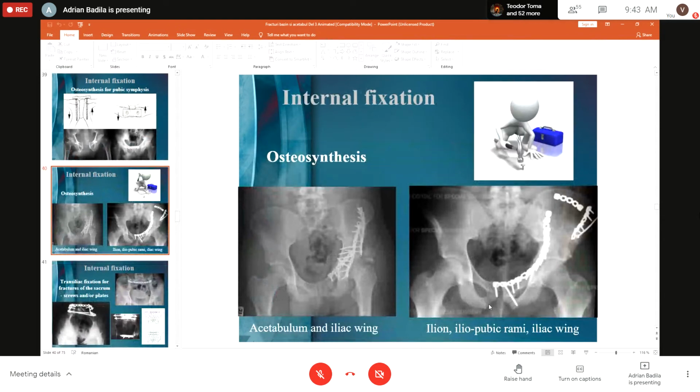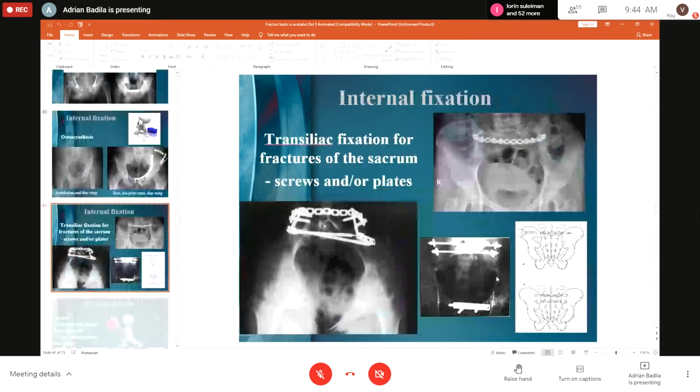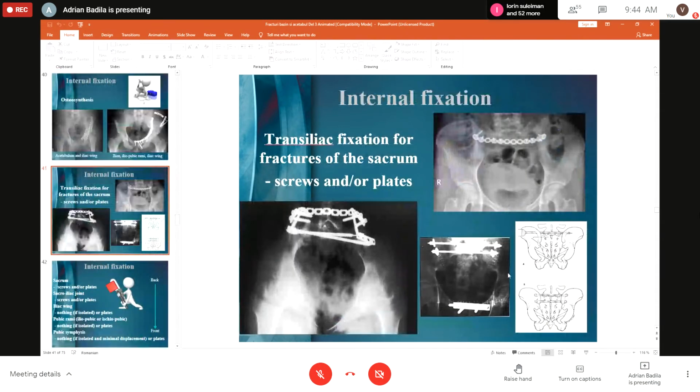If we have fractures of the acetabulum and fractures of the iliac wing, the treatment consists in reduction and osteosynthesis with plates. Some fractures of the iliopubic and ischiopubic rami can also be treated by reduction and osteosynthesis with plates. If we have fractures of the sacrum, these fractures can be fixed by screws and or plates.